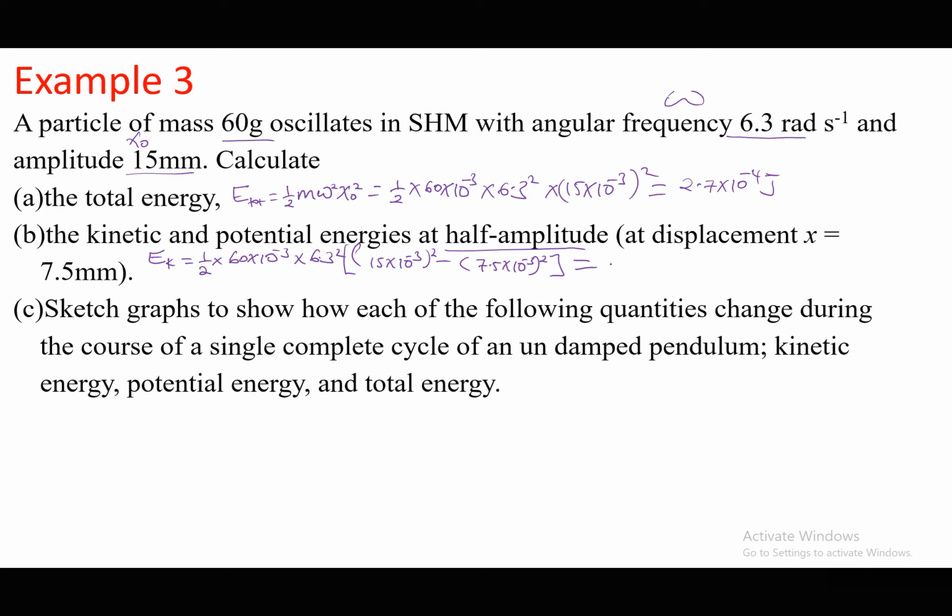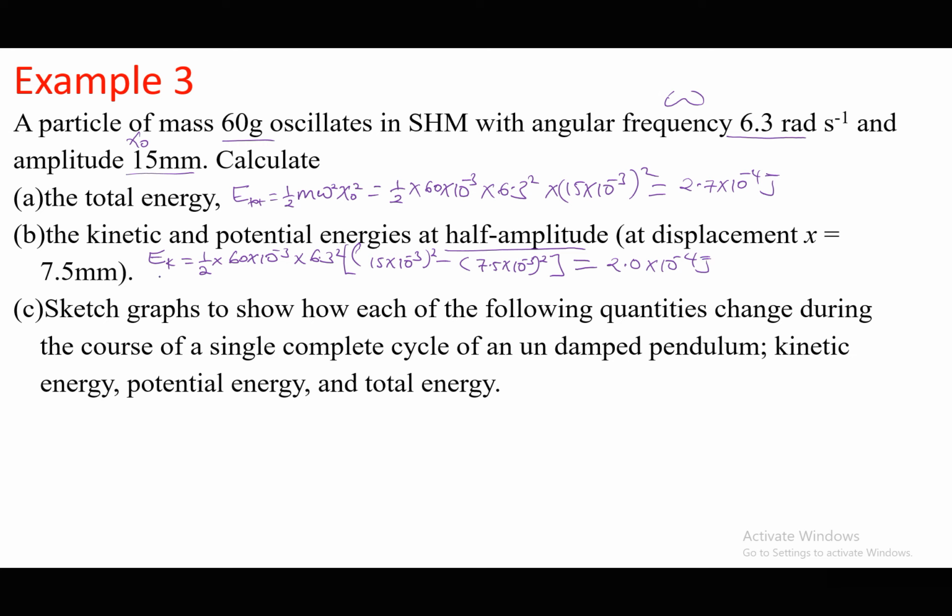So 15 times 10 to the power of minus 3 squared, minus 7.5 times 10 to the power of minus 3 squared, then times 6.3 squared, times 60 times 10 to the power of minus 3, divided by 2. So this is 2.0 times 10 to the power of minus 4 joules.